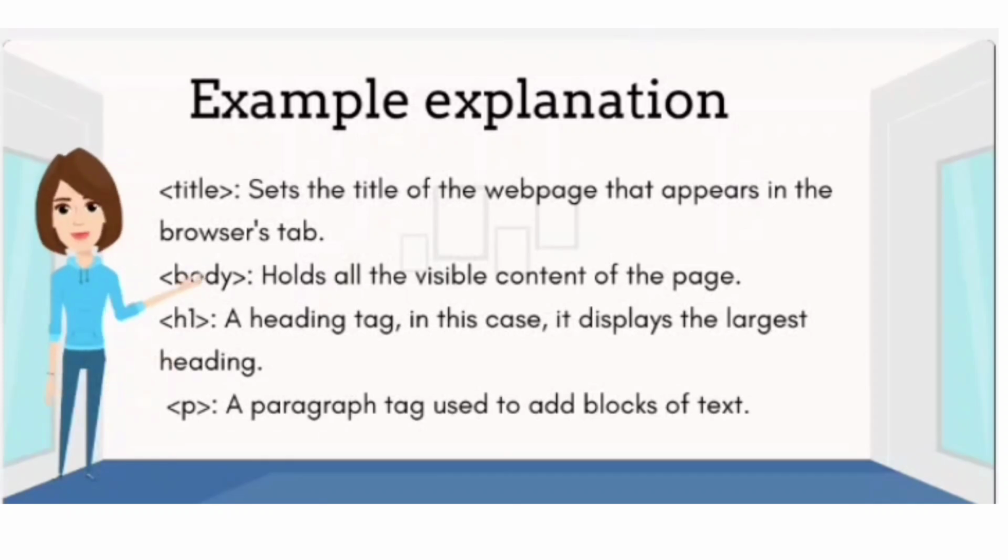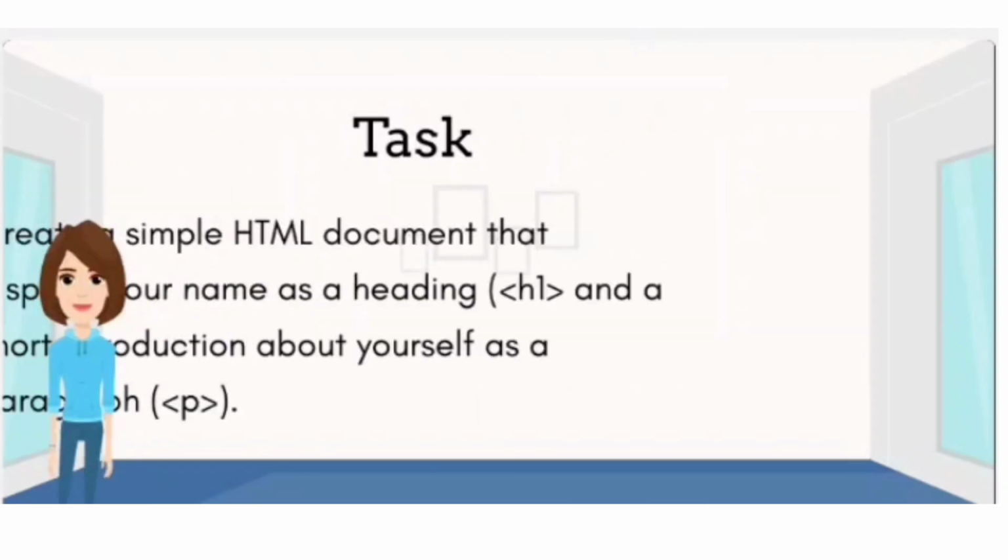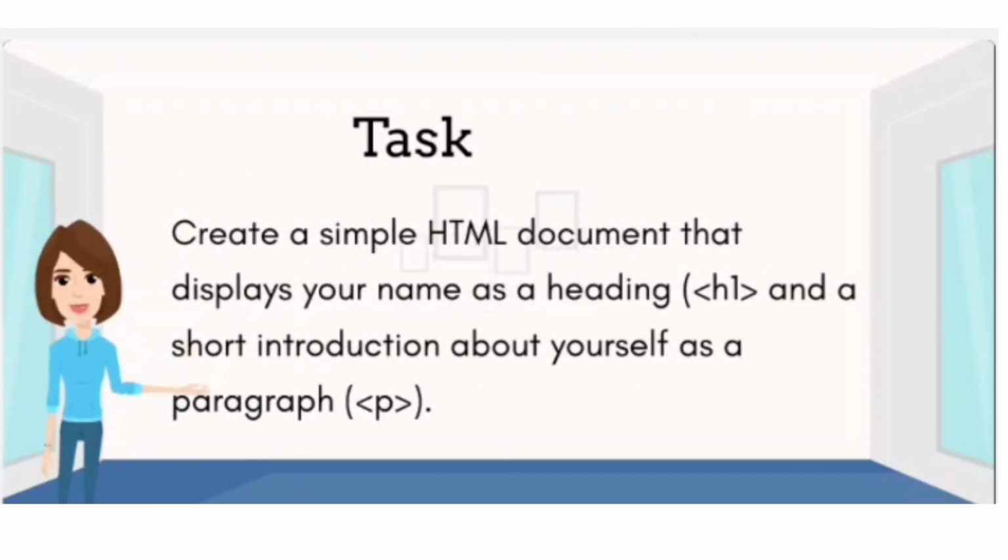H1 is a heading tag. In this case, it displays the largest heading. P is a paragraph tag used to add blocks of text. Let's create a task based on the information. Create a simple HTML document that displays your name as a heading H1 and a short introduction about yourself as a paragraph P.